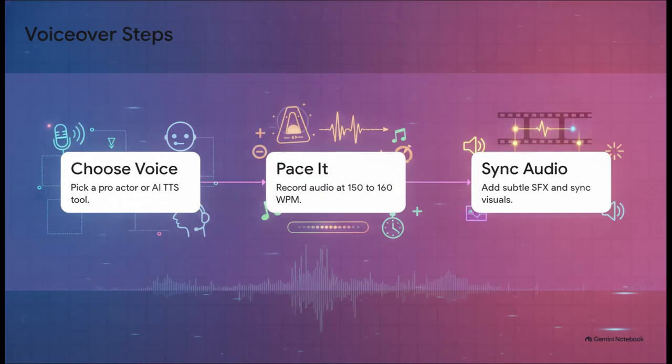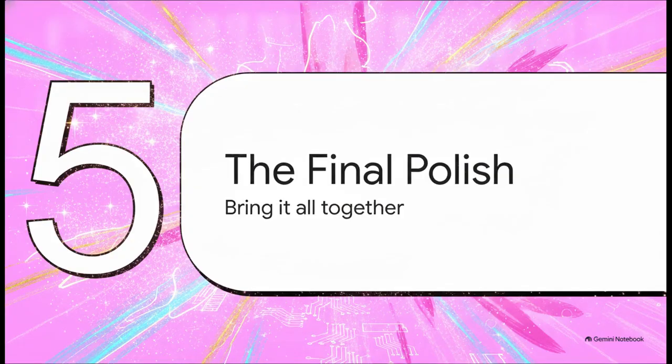Integrating that audio requires a few simple steps. First, you choose your voice, whether that's a hired professional, your own voice, or a high-quality AI text-to-speech tool. Second, you record or generate it, making absolutely sure you hit that 150 to 160 words per minute sweet spot. Finally, you add subtle background music and sound effects and sync it up to the visuals. Remember, the audio should elevate the animation, not overshadow it. Section 5. The final polish.